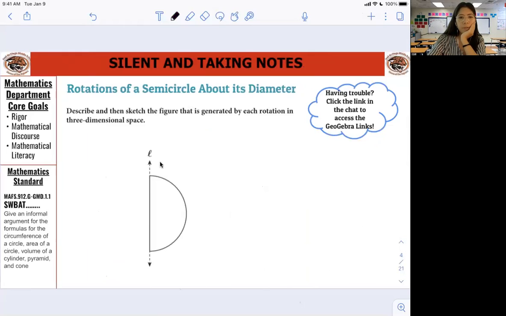What happens when you rotate a semicircle about its diameter? Good. Yeah, I didn't even put a link for this one because this one should be pretty easy, pretty simple to see. So when you rotate a semicircle about its diameter, we're going to end up with a sphere.